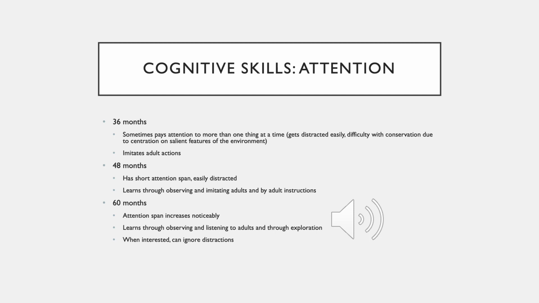Next, we have our cognitive skills for attention. So 3-year-olds do tend to get a little bit distracted, and this can cause difficult times with those conservation tasks, as we were previously discussing, because they're so busy and easily distracted by the way that something might look that they often have a hard time remembering what something actually is.